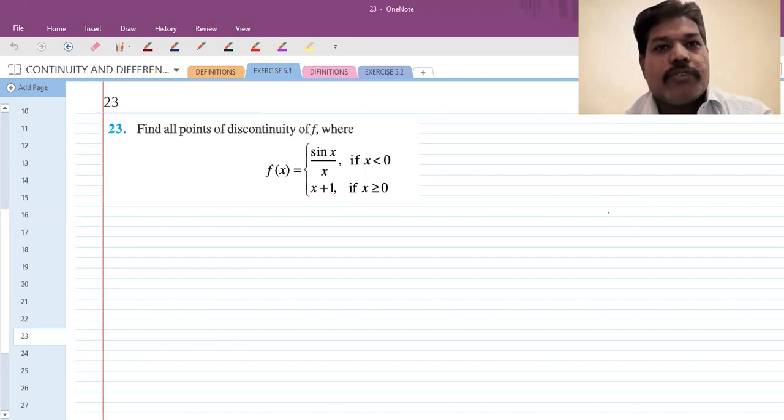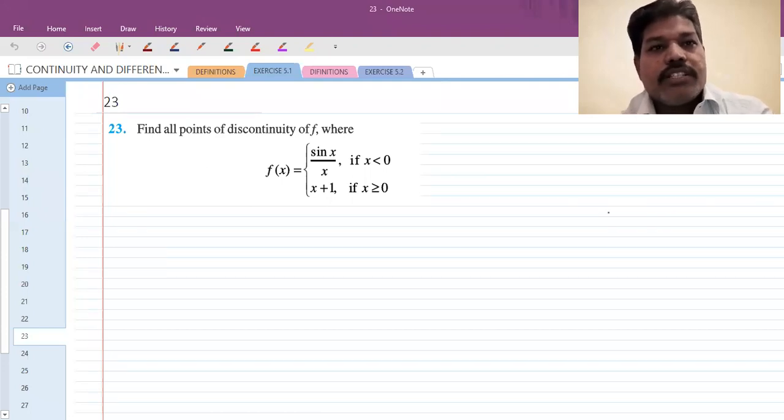See the next question. The next question is: find all points of discontinuity of the function f, given f of x is equal to sin x by x if x is less than 0, and x plus 1 if x is greater than or equal to 0. They are asking for the points of discontinuity of this function.